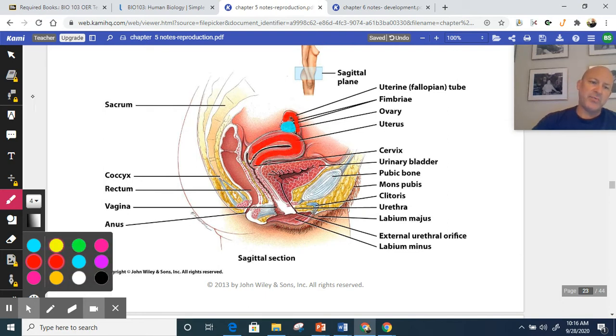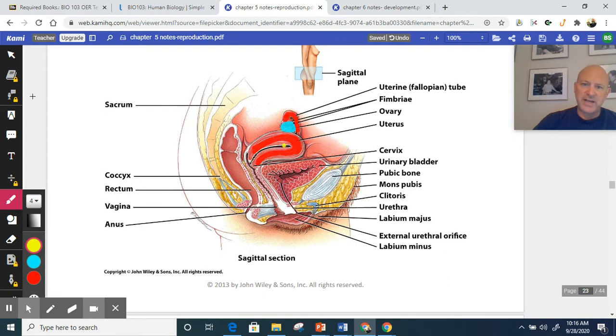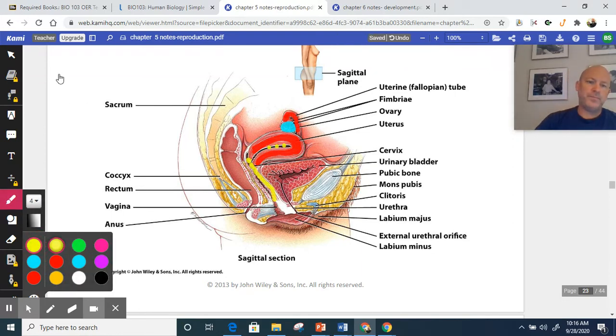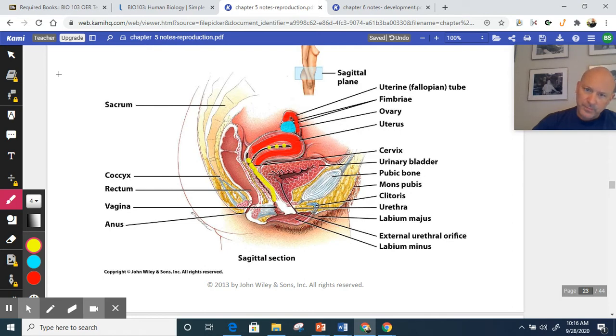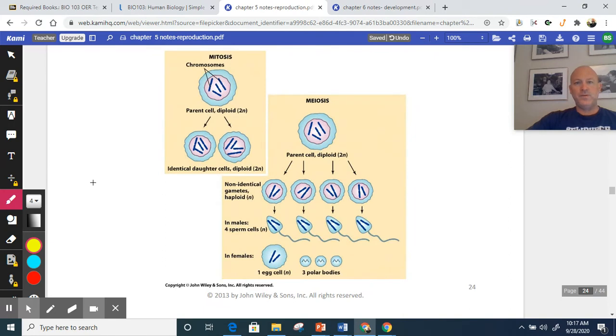But the egg cell would find itself in the inside here. This is called the endometrium. There's a cervix here at the end of the uterus. And then we have the birth canal. The urethra is here, and it goes to the bladder. These are not reproductive structures.